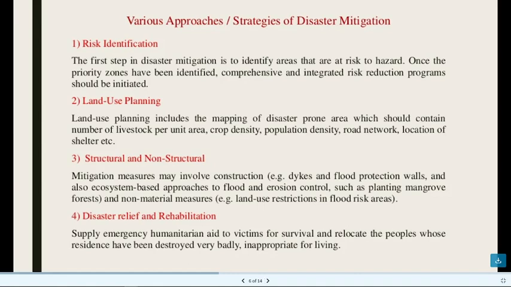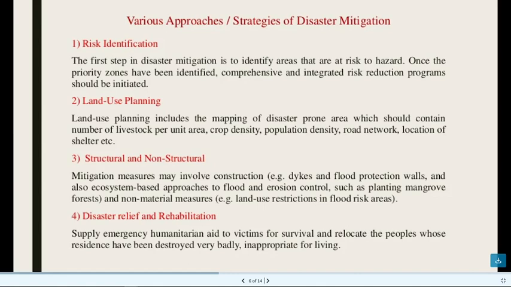Those people whose residences have been destroyed very badly and are inappropriate for living might have lost their jobs. We help them in a way of rehabilitating the community and the victims themselves.